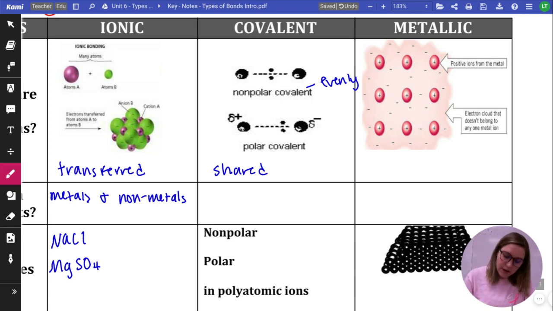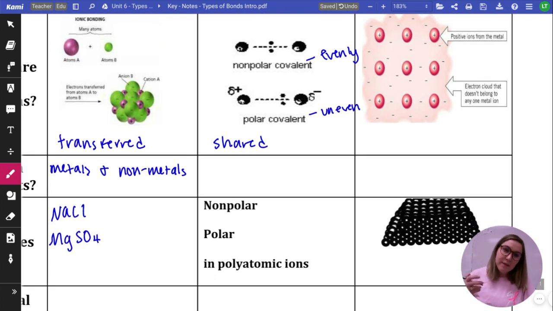And then in polar covalent, it's an uneven sharing. So one atom is going to have the electron way more. This would be like someone really strong versus someone really, really weak. The strong person is going to have the electron more often. So they're shared unevenly in polar covalent. Covalent compounds are formed between two or more nonmetals.